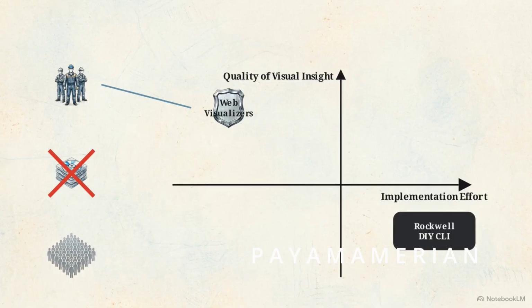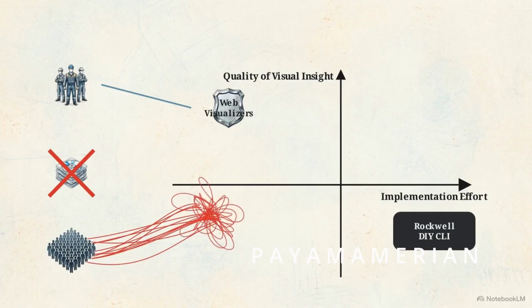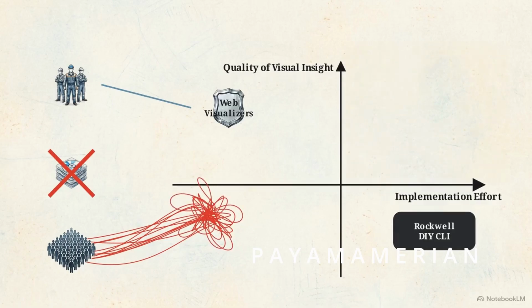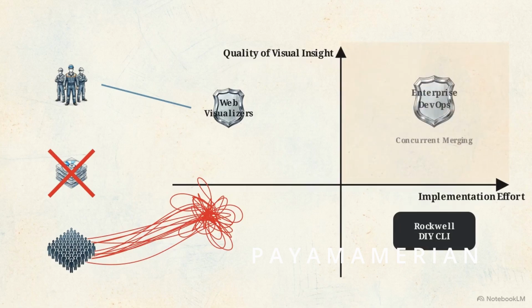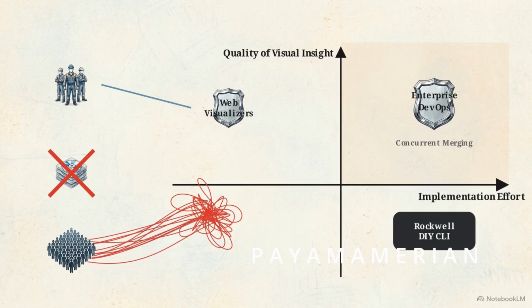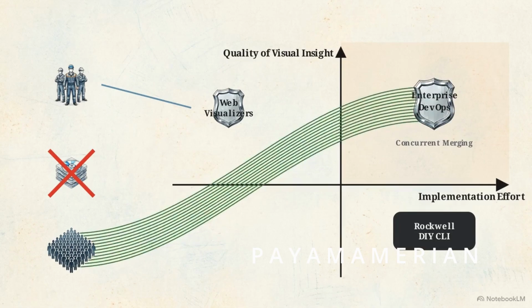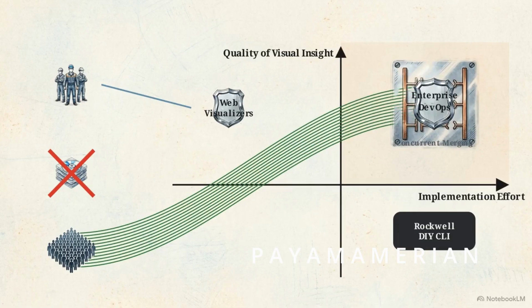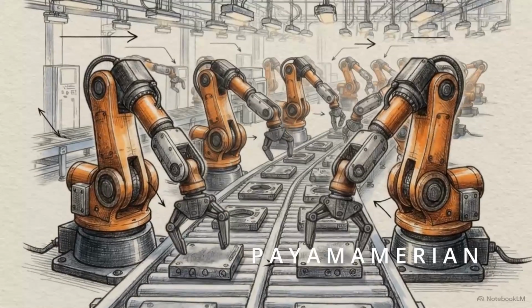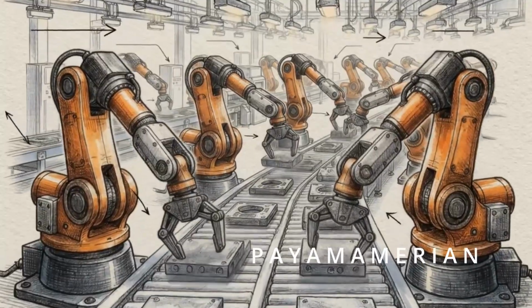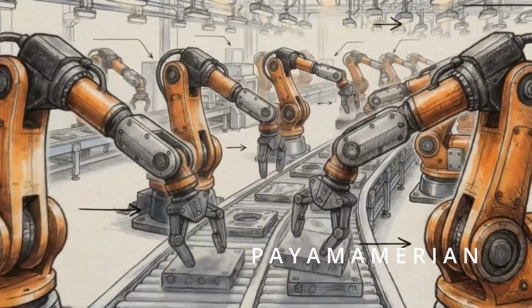The final profile is the multi-developer enterprise team. When dozens of engineers are pushing logic changes, raw XML overwrites become a risk to production stability. Enterprise Industrial DevOps expands the high-effort, high-visual insight quadrant by adding concurrent merging, specifically built to protect large teams. Matching your operational scale to your Git integration tool secures your automation uptime and stabilizes your development pipeline.